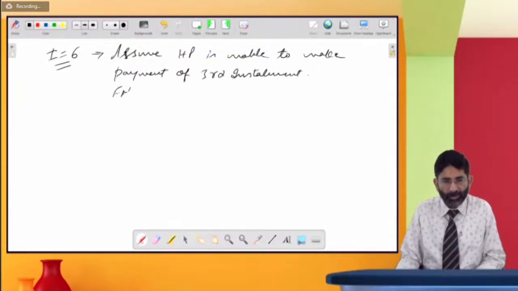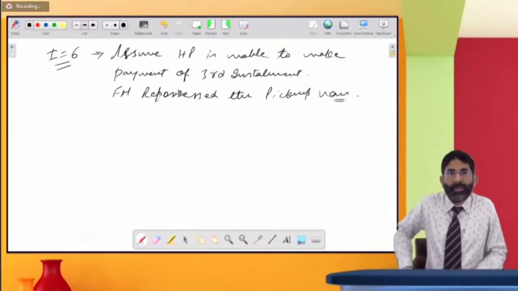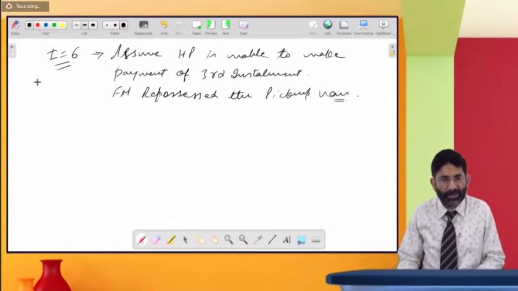FM repossessed the pickup van. So FM has repossessed it. So what will be the valuation? What will be the general entries which you have to pass in this case? Let's understand it.